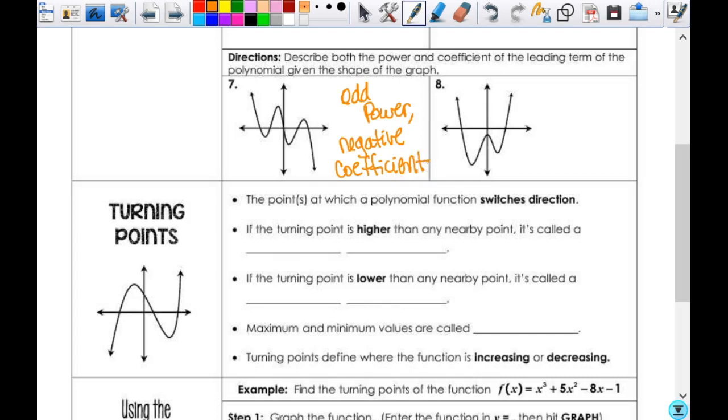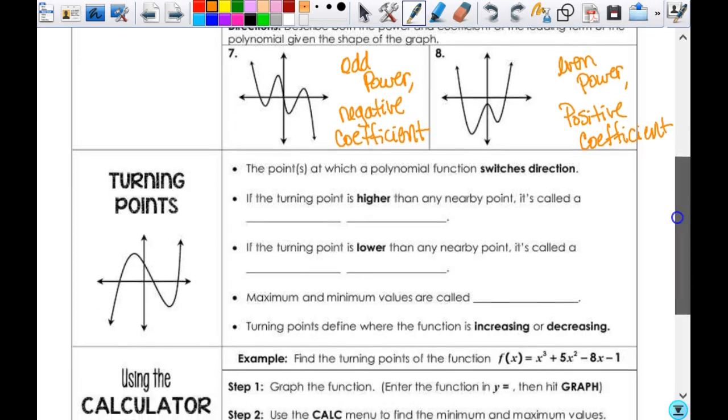Okay. So the number 8, even or odd power? Even. Is it an even function? What do you think? By looking at it, is it an even function? No, because we don't have symmetry. But it is an even power, okay? Even power, and is the coefficient positive or negative? Positive. Good. Okay. Everybody okay with that? Any questions at all? Awesome.